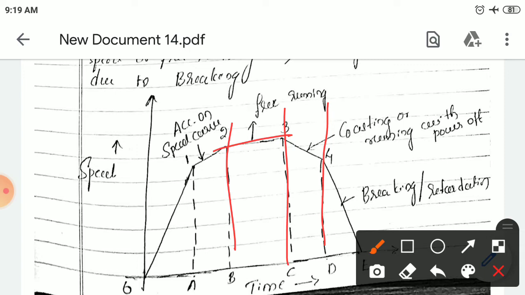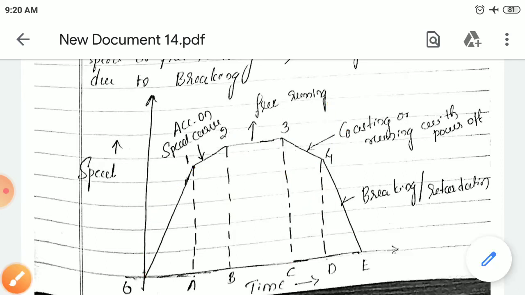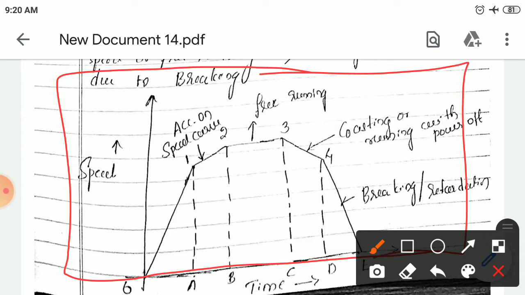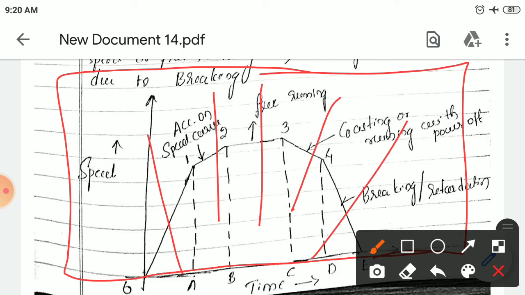In this case, once the stops are approaching, the power to the motor is turned off, but the train continues to move by the momentum gained during the previous steps. That period is called the coasting period, or running with the power off. Then brakes are applied to stop it, which is called the braking period. So the speed time curve is a graphical representation of an actual run of a train which includes acceleration, constant acceleration, free running, coasting and braking.